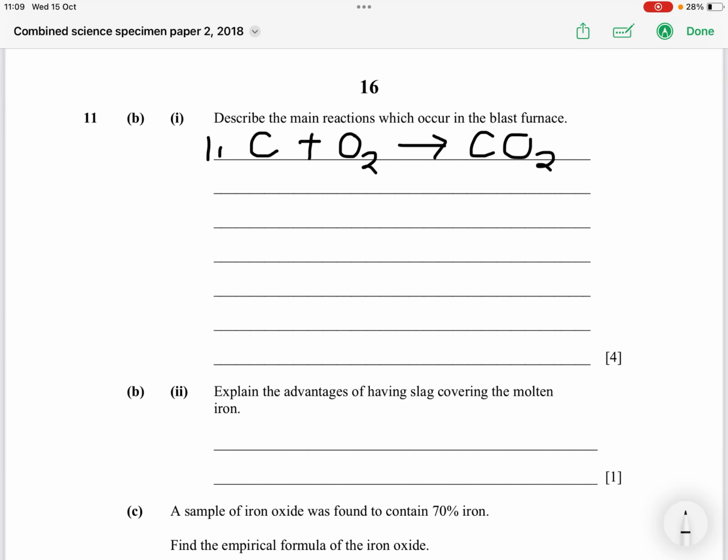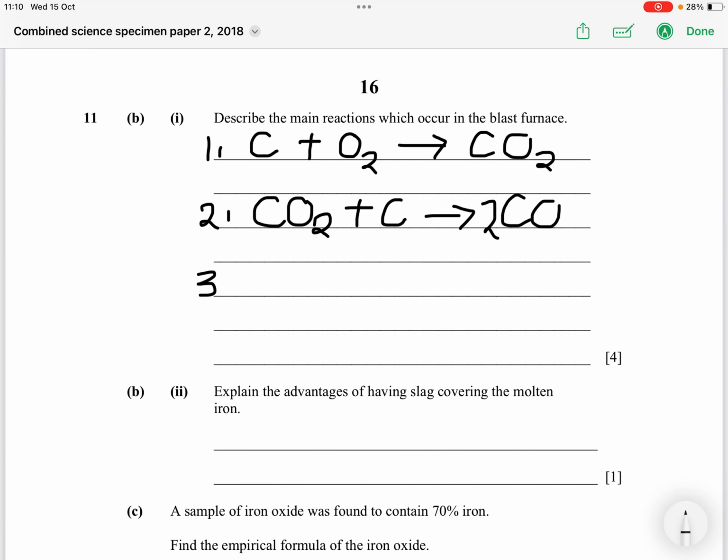You are supposed to explain in words, because here I'm just describing, but when you are writing, you write in words. We say carbon plus oxygen in order to produce carbon dioxide, and then that carbon dioxide reacts with coke in order to give us carbon monoxide. So we are saying carbon dioxide plus coke gives us carbon monoxide.